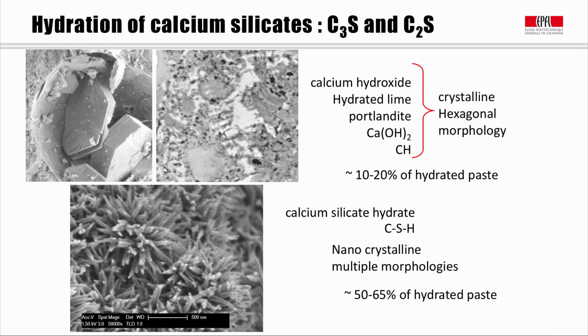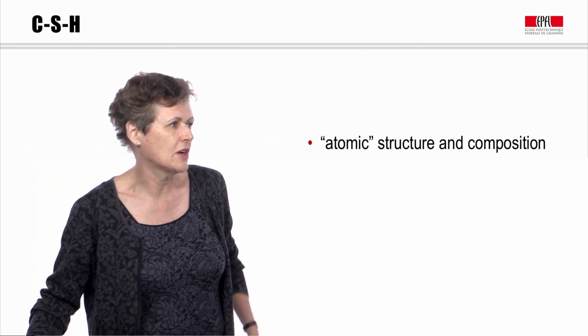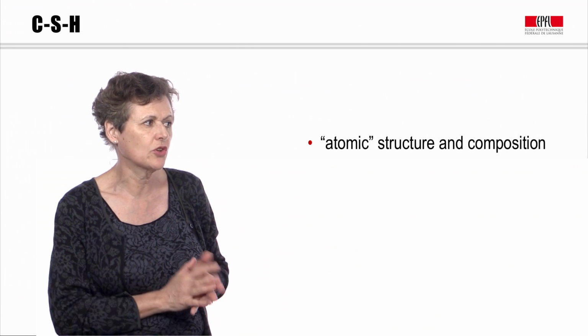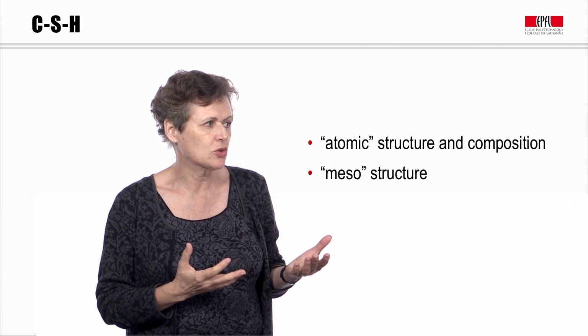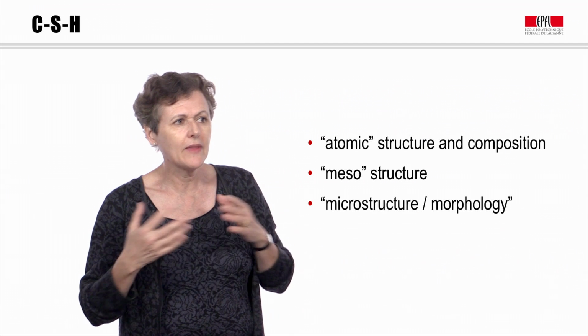And then we have this phase, calcium silicate hydrate, which is written in this nomenclature C-S-H, which is rather complex. But even though it's complex, we have to understand it, and this makes up, as we've seen, more than half of the cement paste. So in this video, we're going to talk first of all about the atomic structure and the composition, then the mesostructure, and then the microstructure.